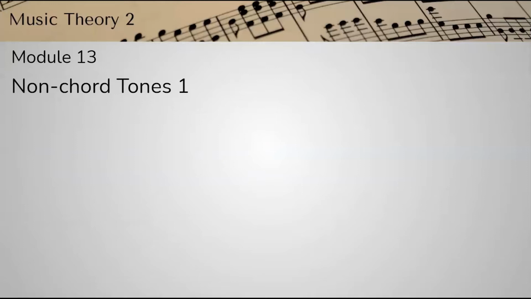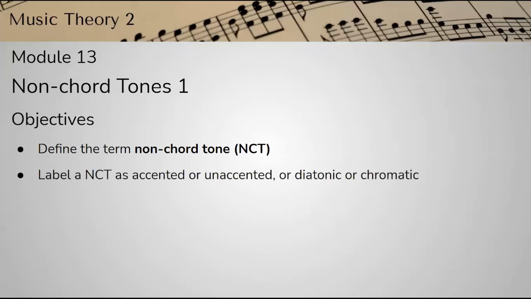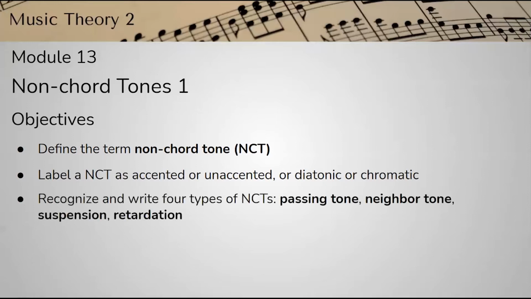This video presents non-chord tones. And so the first thing we'll do is define the term non-chord tone. Then we'll work on how to label a non-chord tone as accented, unaccented, or diatonic or chromatic. Then we'll work on how to recognize four types of non-chord tones: passing tones, neighbor tones, suspensions, and retardations.